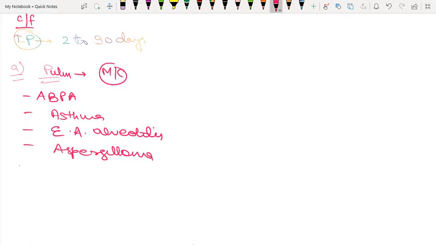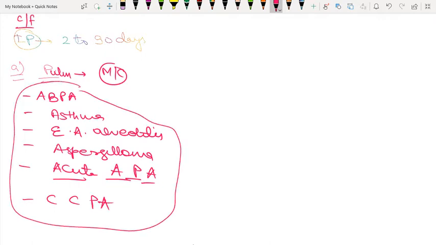Aspergilloma, then acute angioinvasive pulmonary aspergillosis, then chronic cavitary pulmonary aspergillosis. So these are the pulmonary manifestations, starting with allergic bronchopulmonary aspergillosis, asthma, extrinsic allergic alveolitis, aspergilloma, acute angioinvasive aspergillosis, and chronic cavitary pulmonary aspergillosis.